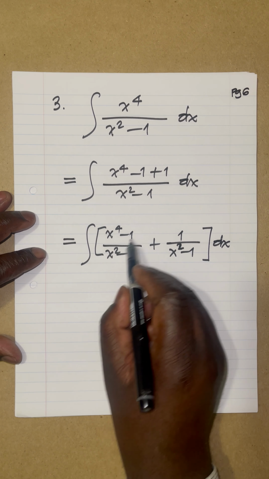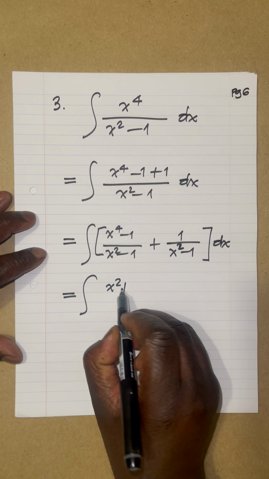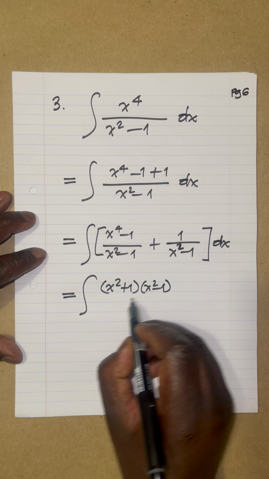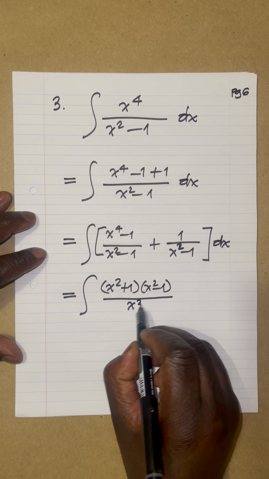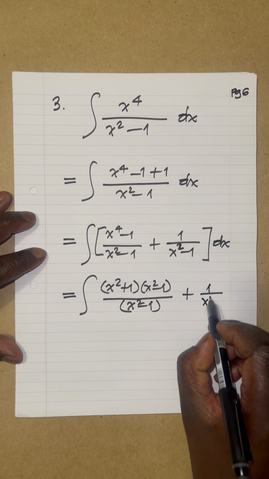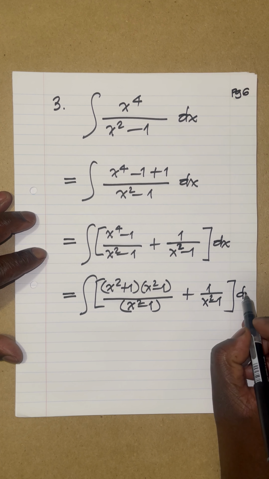Right, now factorizing this part here, you'll agree with me that this is the same as the integral of x squared plus 1, and then we have x squared minus 1. And we're dividing this by x squared minus 1. But we're saying plus 1 all over x squared minus 1. And this has to be dx outside there.